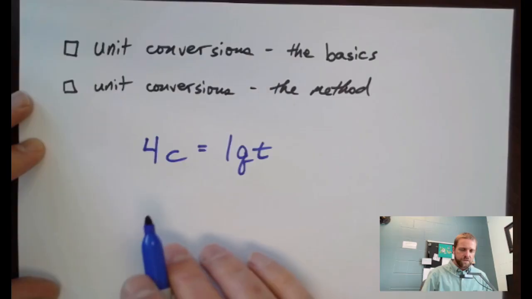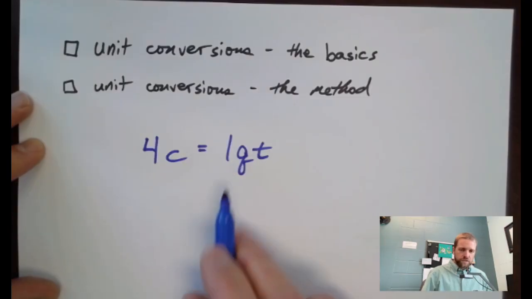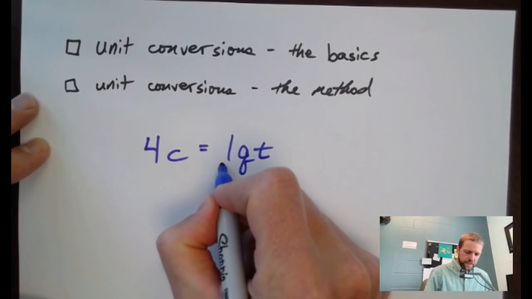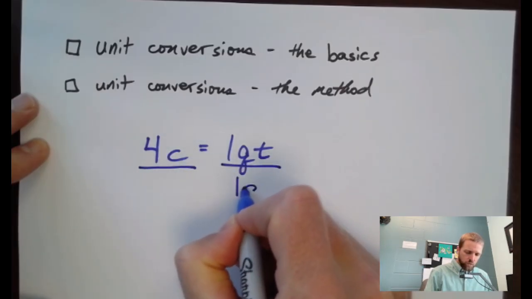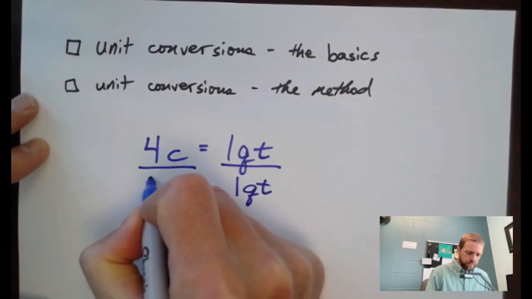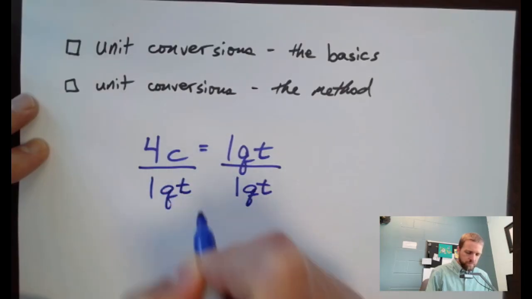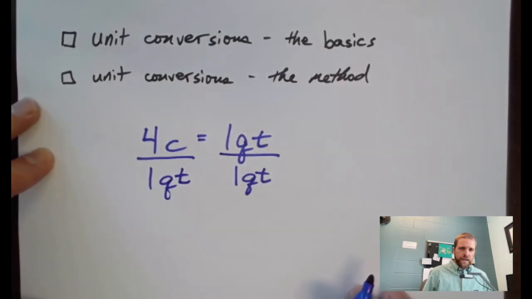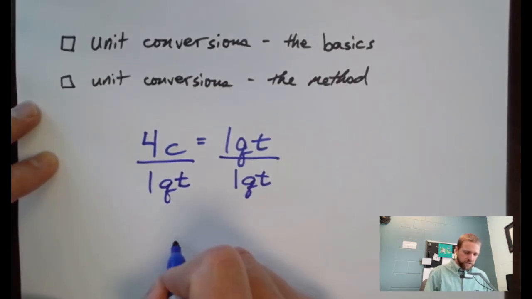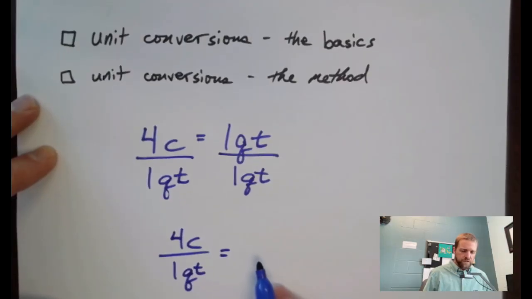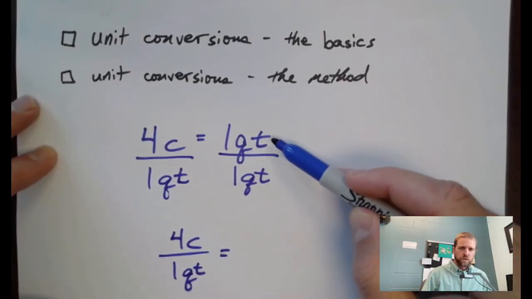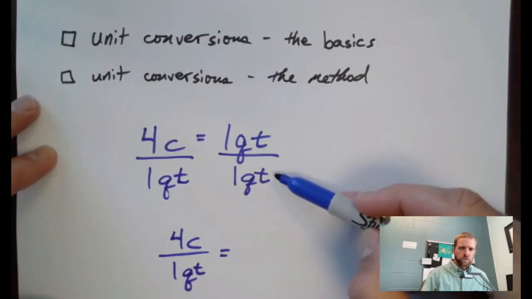Now in math, if you take and you divide both sides by the same thing, we can do this in algebra. We can divide both sides by 1 quart. And we get a conversion factor, which is 4 cups over 1 quart is equal to, and then what's on the right side of this equation? Well, over here, I've taken 1 quart and divided it by 1 quart.